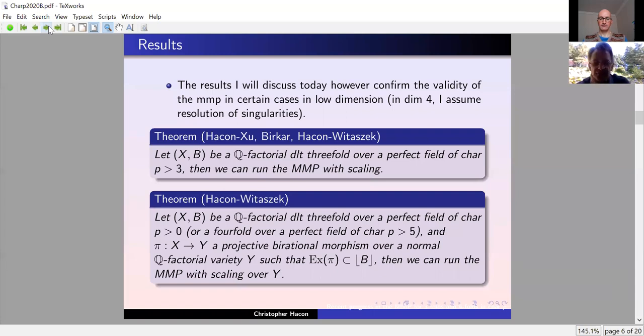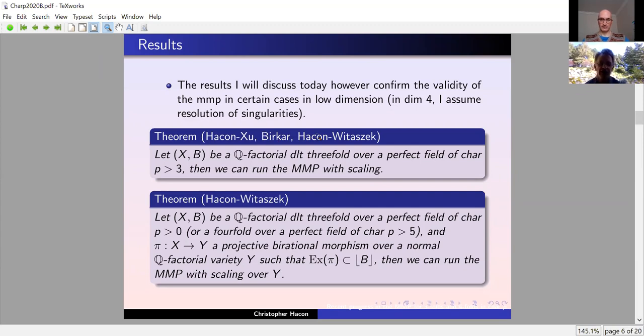Okay, so the first result I'd like to mention is a theorem with several authors. Originally it was established by myself and Chenyang Xu, assuming some technical restrictions on the coefficients of the divisor, then Birkar extended it to a more general setting, and this was done in characteristic greater than 5, and more recently it was achieved also in characteristic 5 in joint work with Jakub.